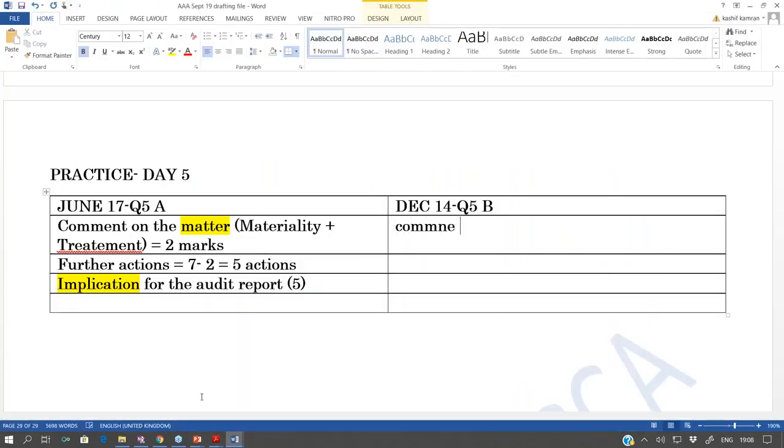Comment on the matters. And the second thing is justify an opinion and explain the impact on the report. Three things, right? Everyone agrees we have three things. Okay, comment on the matters. How many marks do we have for this? 9.